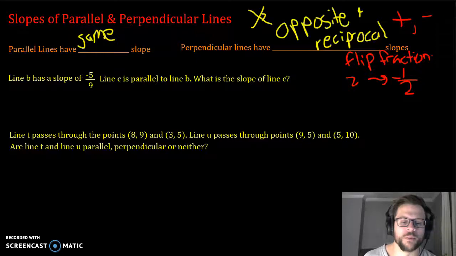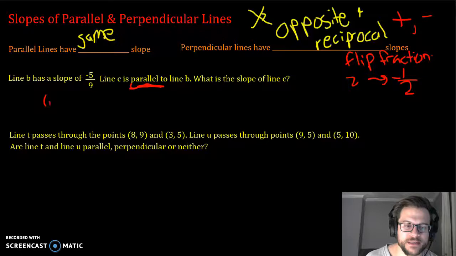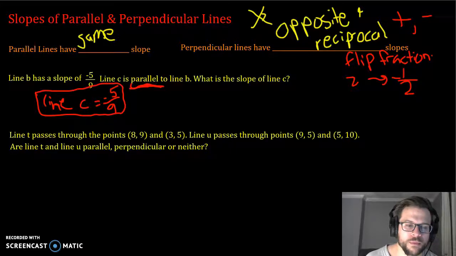Line B has a slope of -5/9. Line C is parallel to line B. What is the slope of line C? Well, it tells us that it is parallel, and we know that parallel lines have the same slope, so we know that the slope of line C is the exact same thing, which is just -5/9. Pretty simple.